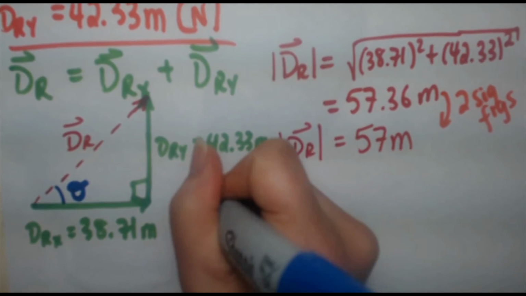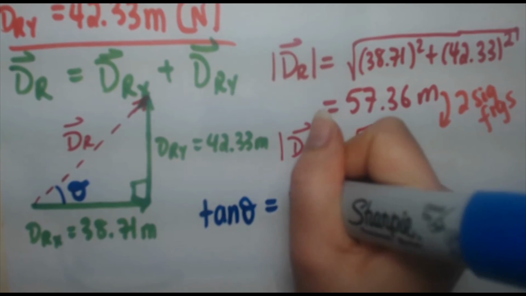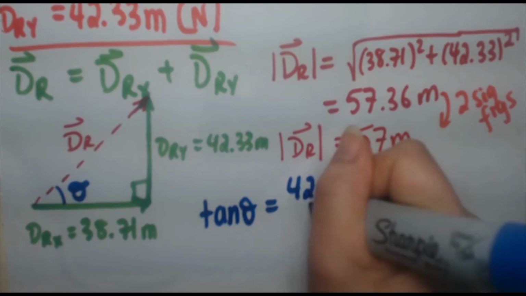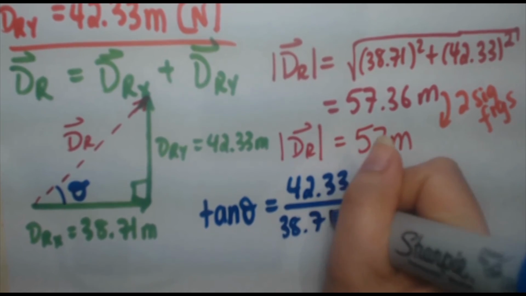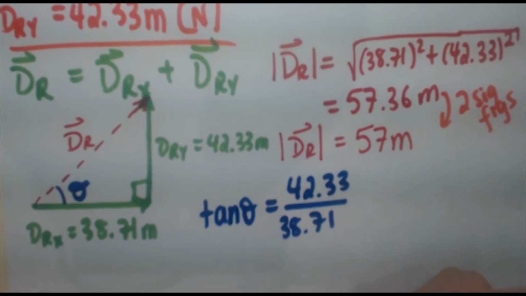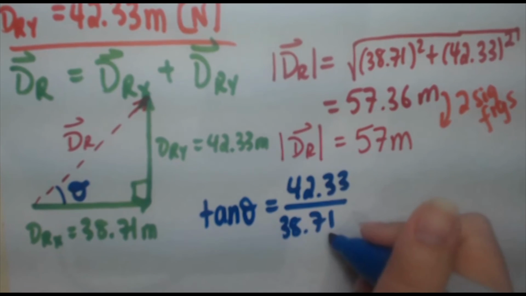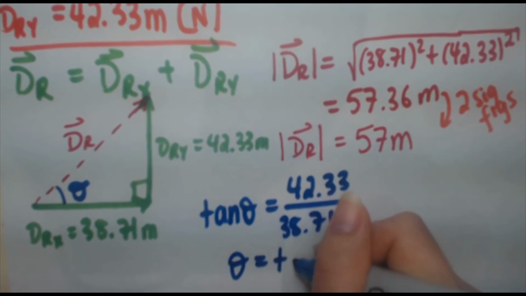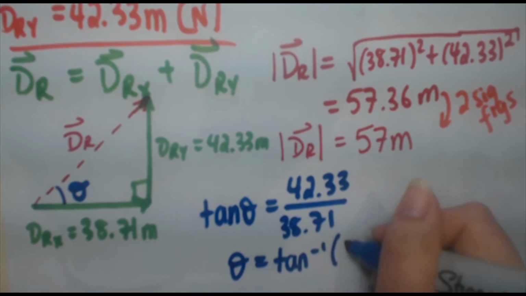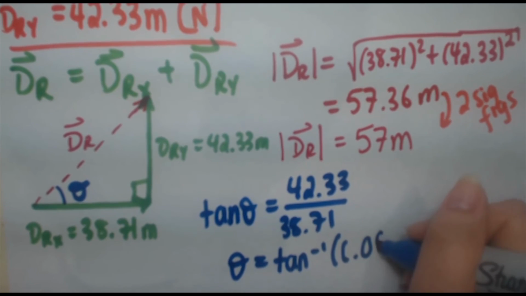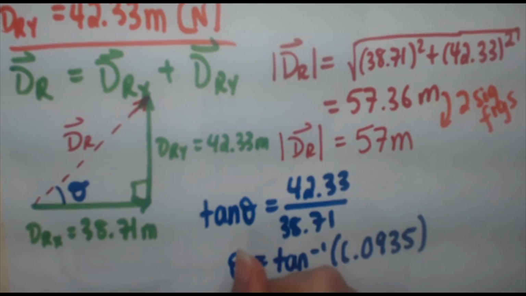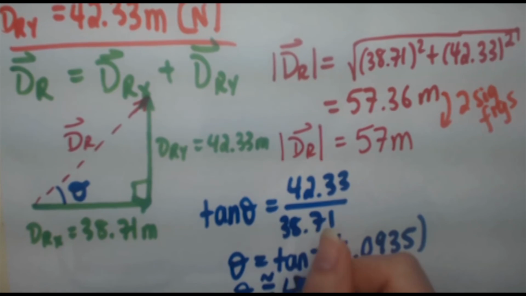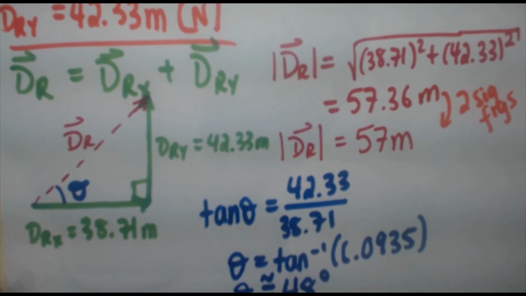So we're going to do tan of theta is equal to opposite, which is 42.33, over adjacent, which is 38.71. So when you solve this value right here, you're going to get 1.0935. So we have to take the inverse tangent of both sides, therefore to get theta by itself, 1.0935. And when you solve that, you're going to get theta to be approximately 48 degrees, and that is to 2 sig figs.